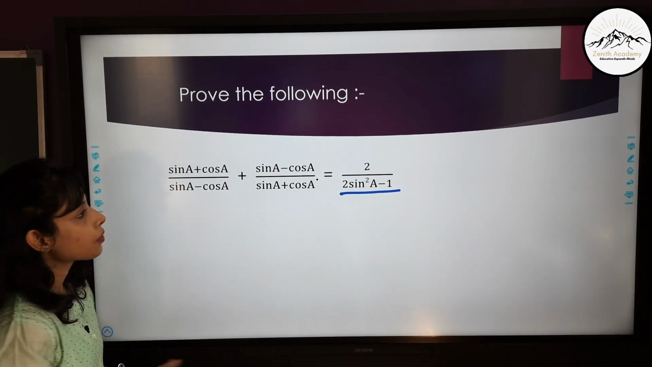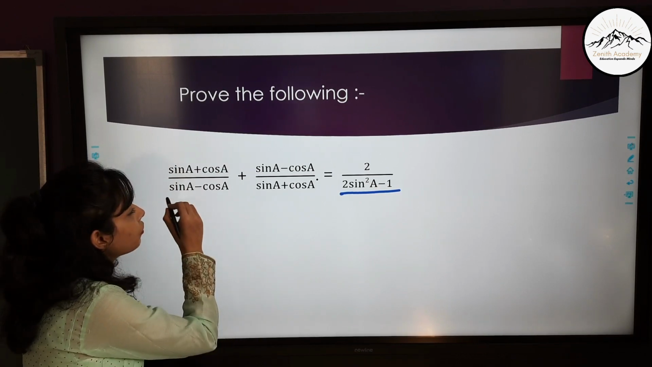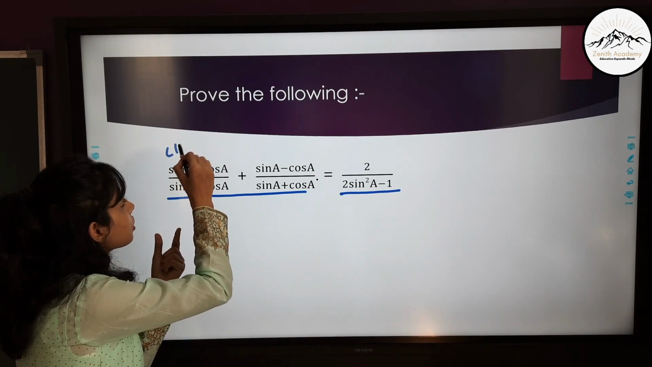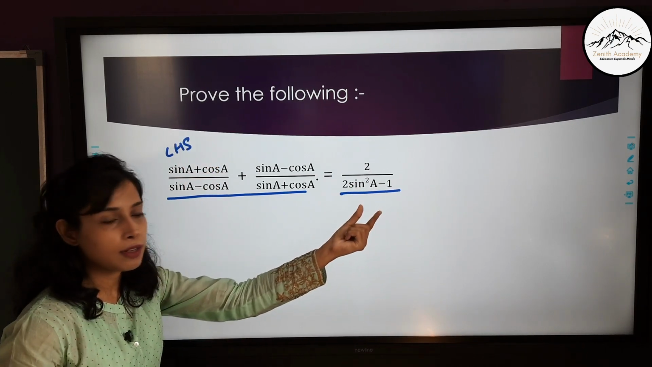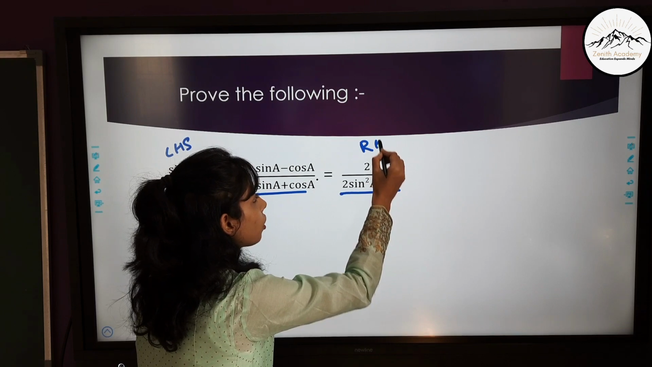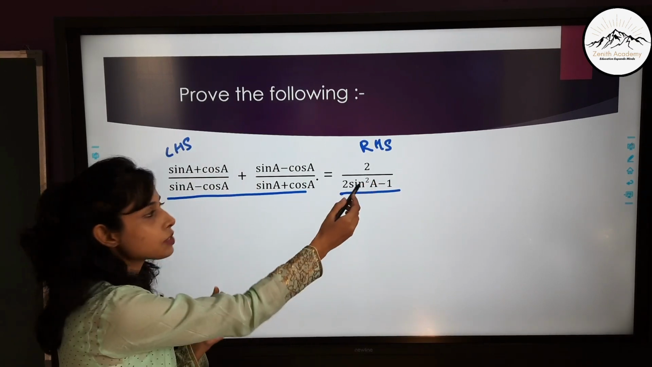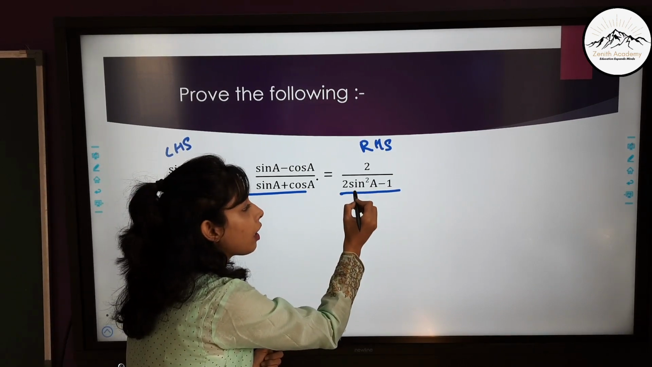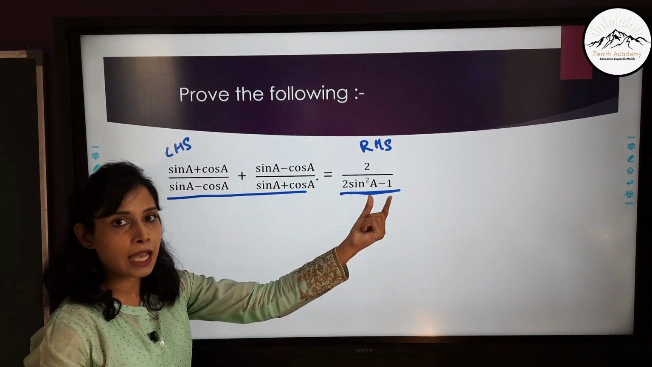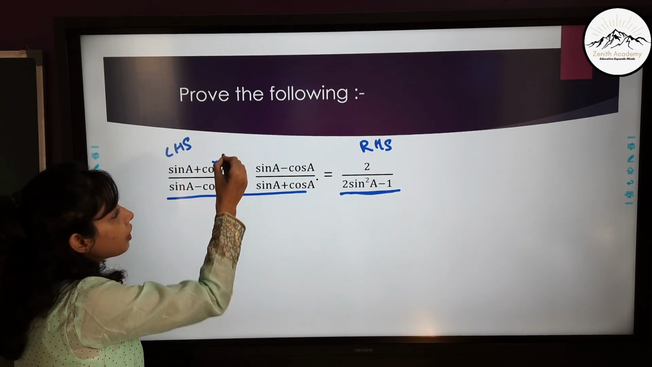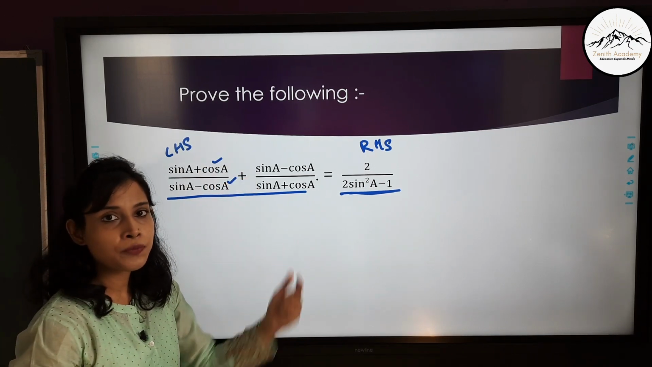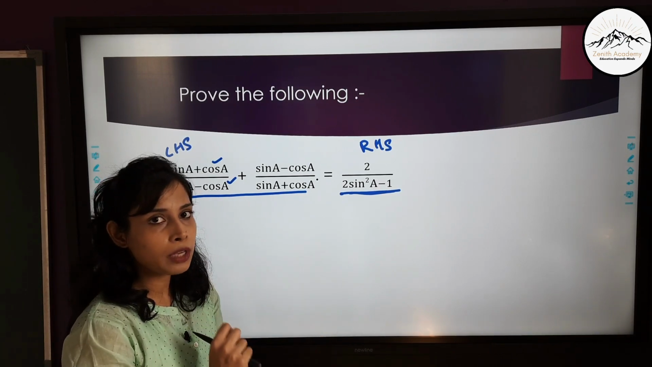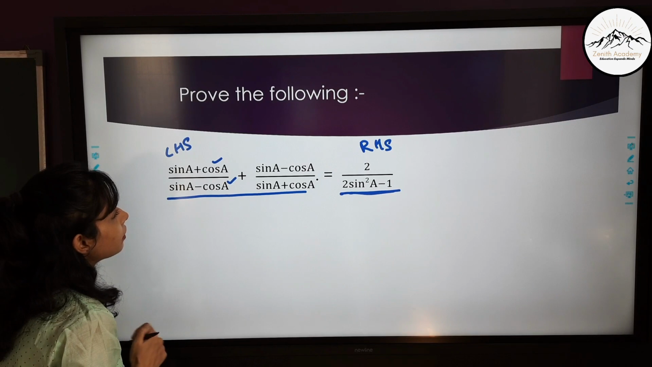Now, before solving the question, what we should first look at is, this is our LHS, and what we need to prove, let's suppose this is RHS. So what we need to prove is in terms of sine only. Here the question is in terms of sine and cos, and our answer needs to be in terms of only sine. So we'll convert cos into sine, and now we know the relation as well. Sine square A plus cos square A is equal to 1. Let's see how we can use that.